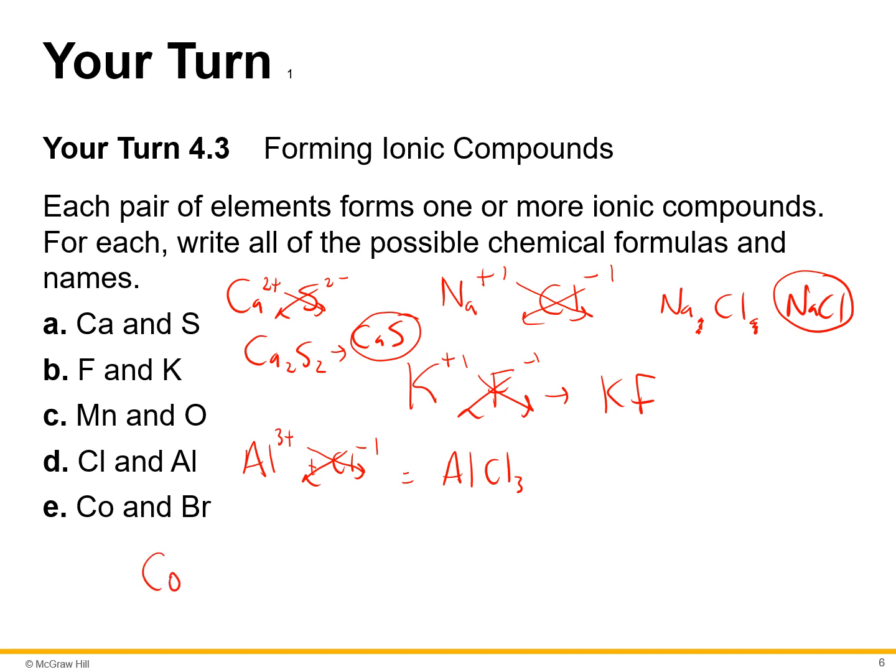Just try this one. This is not telling you the charge, but let's say cobalt 2 plus and Br minus. They'd have to tell you what the state of cobalt is. If these two came together, it would be CoBr2, cobalt(II) bromide.